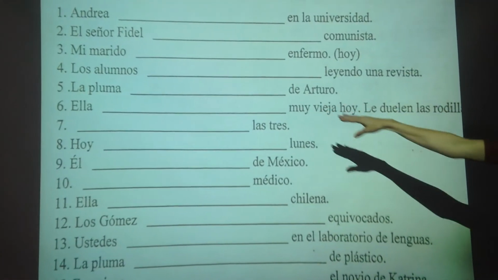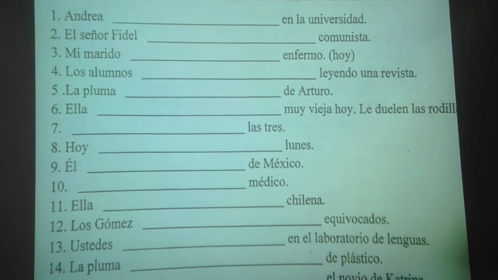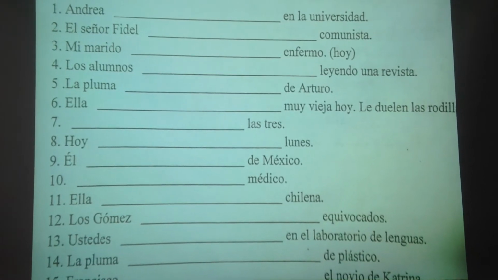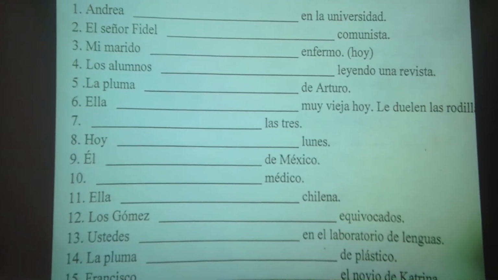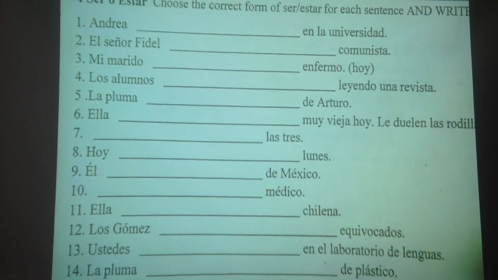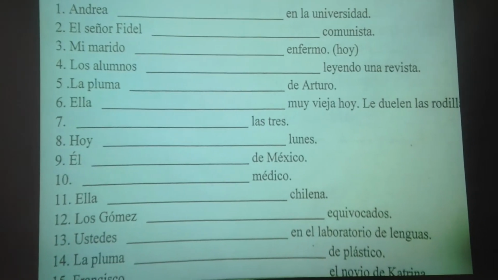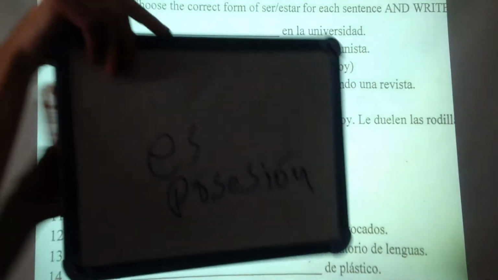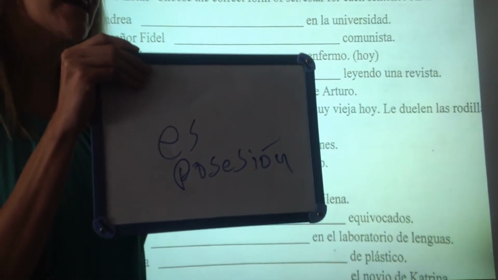La pluma blank de Arturo. La pluma blank de Arturo. Oh, you, no, don't use mine. No. He didn't write nothing. Oh, I wrote it. Nice. Okay, we should have had es. La pluma es de Arturo.